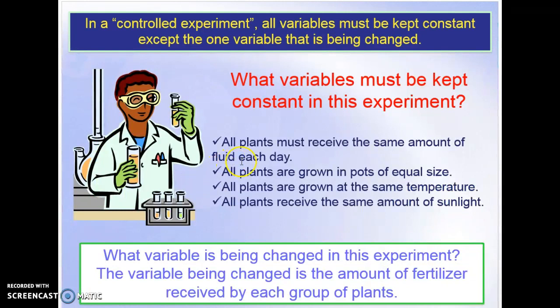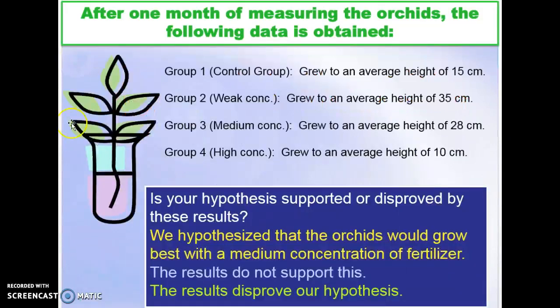All right. So the variables that are constant, once again: all receiving the same amount of fluid each day, grown in the same size pot, the same temperature, the same environment. Because if we switched up the environment or the pot they're in, that could affect the growth of the plants. We just want to test the fertilizer so we know which fertilizer is the best.